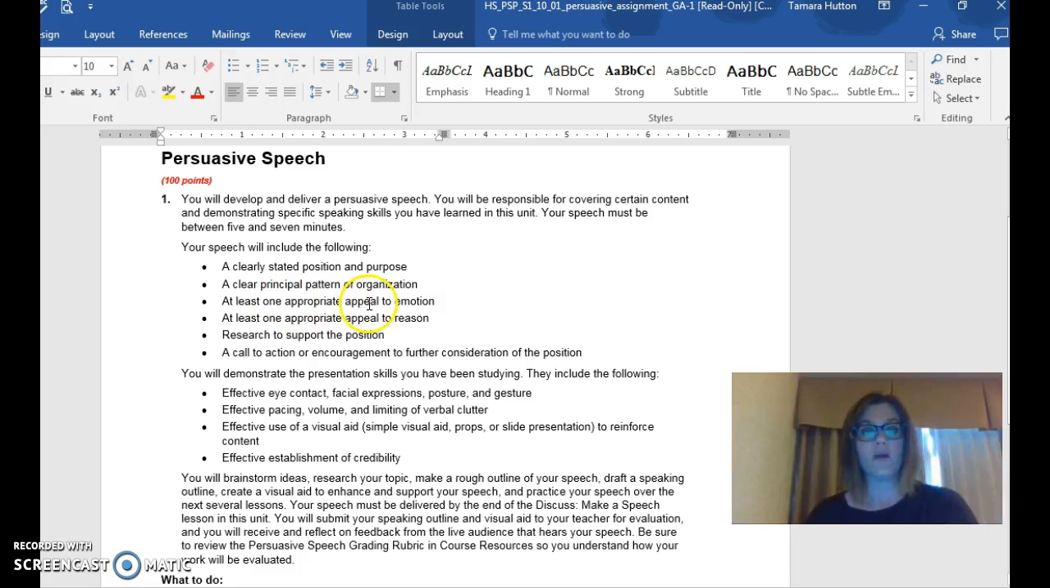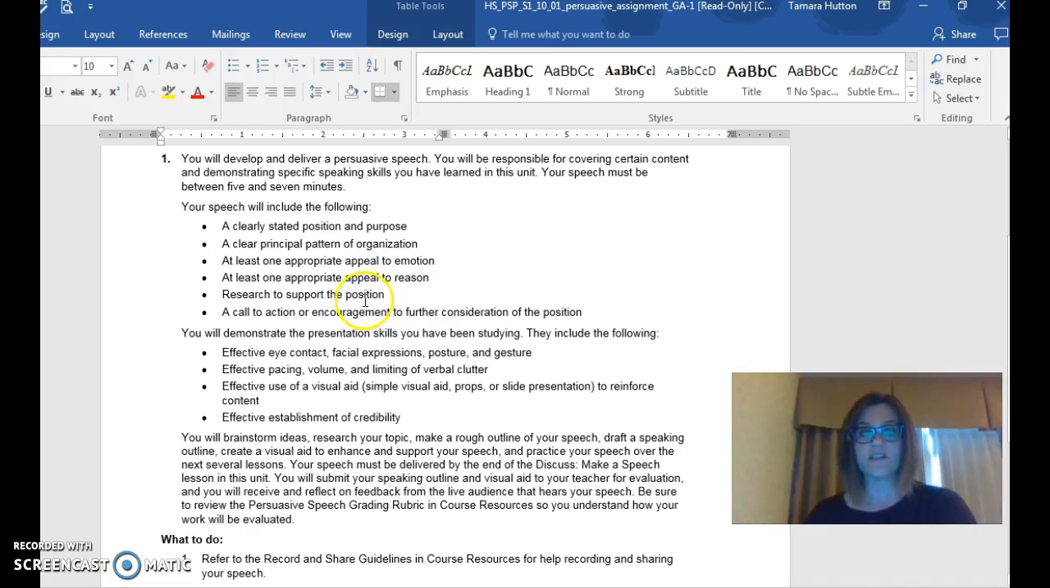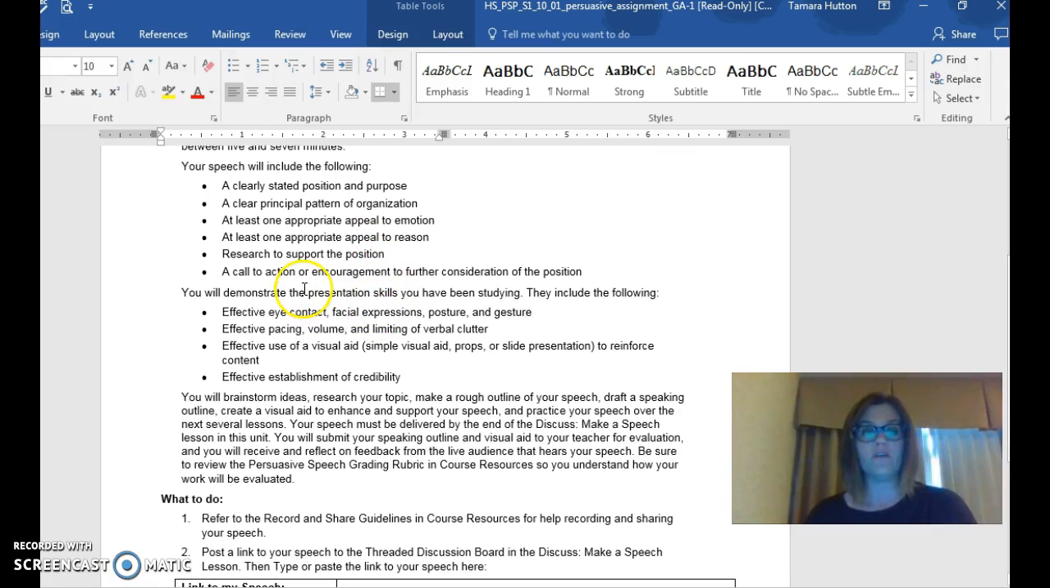You need to have at least one appropriate appeal to emotion and one appropriate appeal to reason, and you'll be learning more about those in Unit 10. And you need to research. You have to do some research to support the position. And if you do research, please try to include somewhere in there a works cited page. And then, of course, as with all persuasion and persuasive writing, speeches, everything, you want a call to action or encouragement to further consideration of the position.